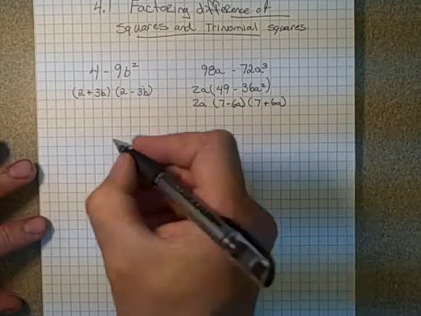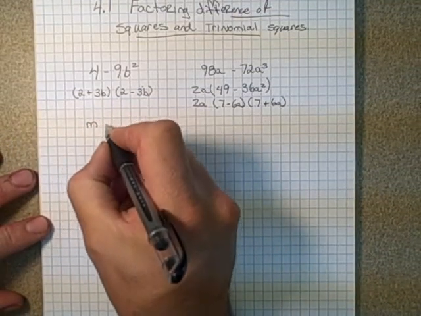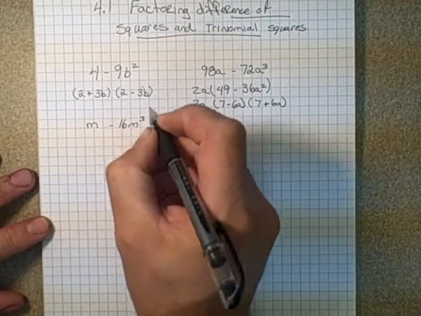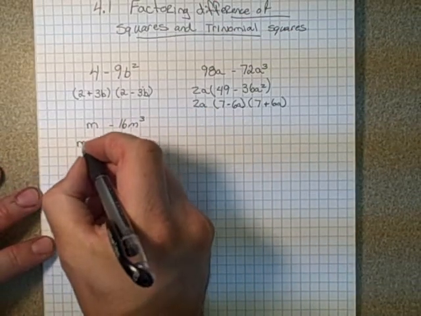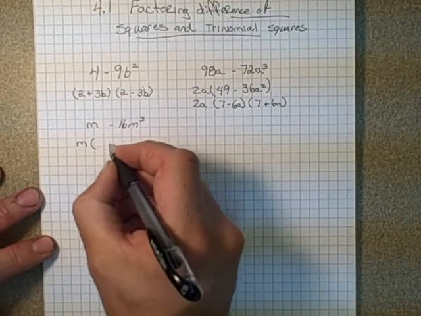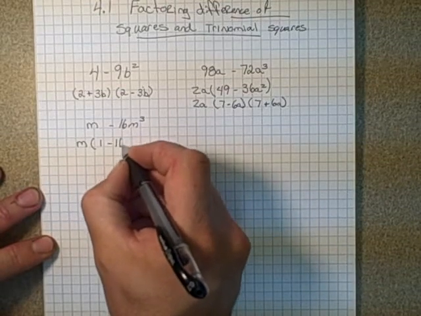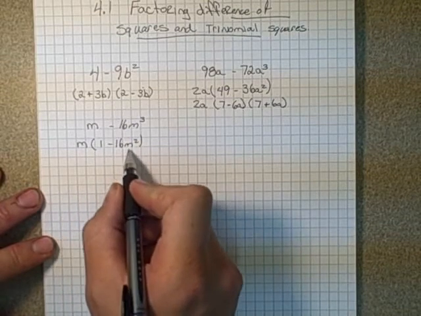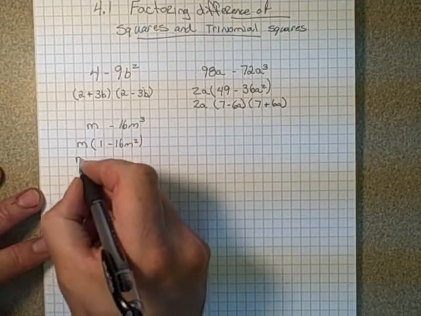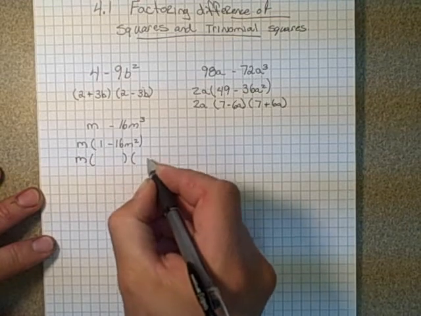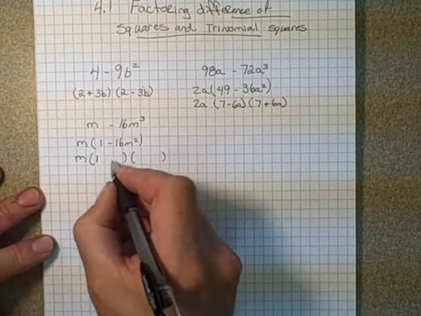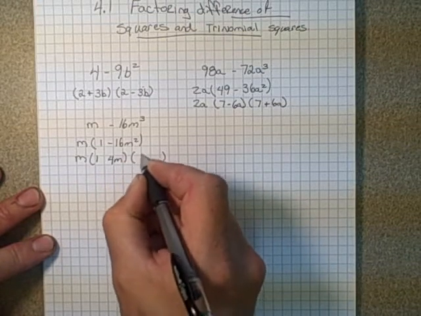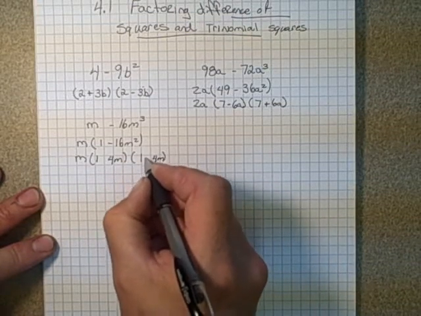So let's take a look at another example with a common factor. If we had m minus 16m cubed, again here we only have m as our common factor. Take out the common factor. And we can see that this 1 is a perfect square and 16m squared is a perfect square. So our two binomials will be the root of 1 is 1, the root of 16m squared is 4m, and different signs.